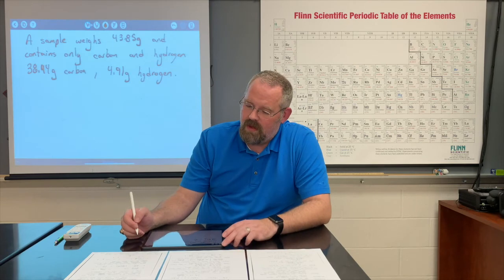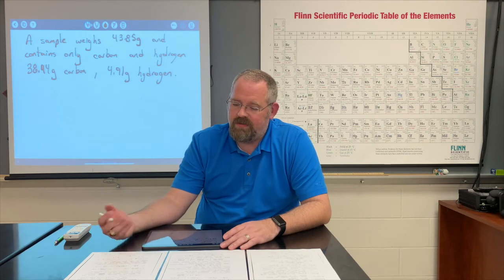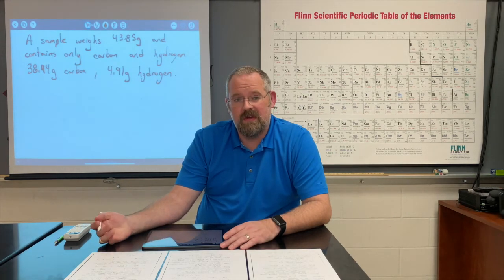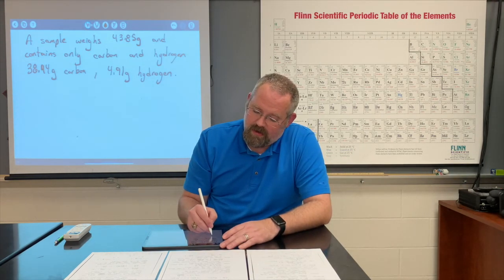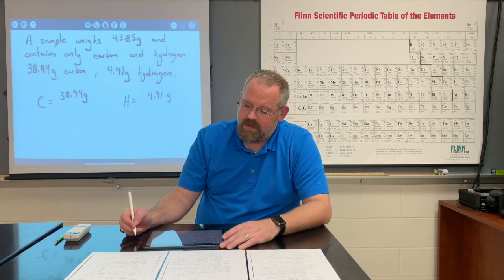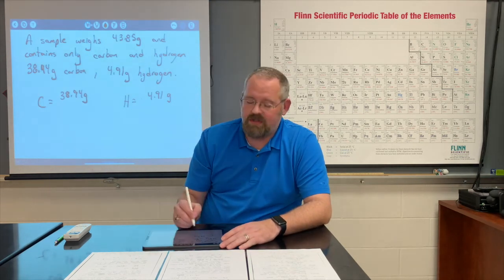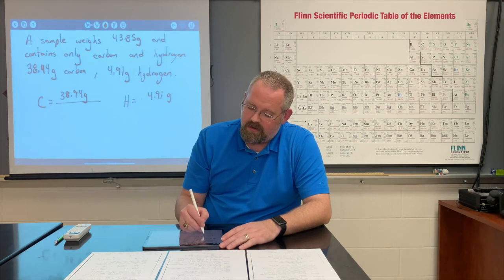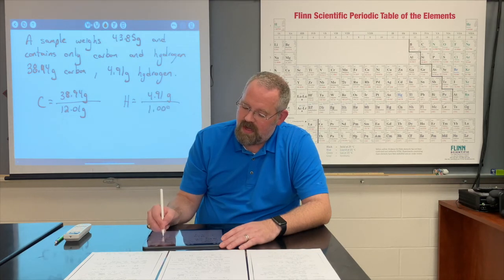So, step one, assume you're dealing with a 100-gram sample, okay? Now, what if it doesn't equal 100 grams? That's okay. You can just use what you're given. So, I've got my carbon, 38.94 grams. And I've got my hydrogen, 4.91 grams, okay? Step two, you convert. You didn't have percentages, so we didn't have to convert. Step three, find your atomic mass. So carbon on the periodic table is 12.01 grams. Hydrogen on the periodic table is 1.008 grams.